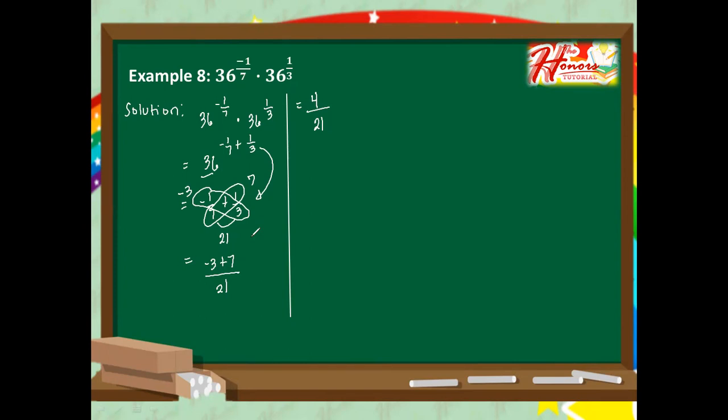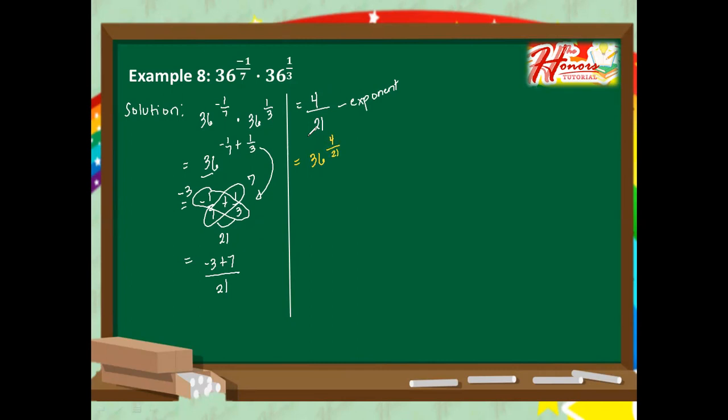So in this case, the sign of the larger number is positive. So we have here positive 4. Now, our exponent is 4 over 21. Then, let's have now our base, which we set aside earlier. So that is 36 raised to 4 over 21.